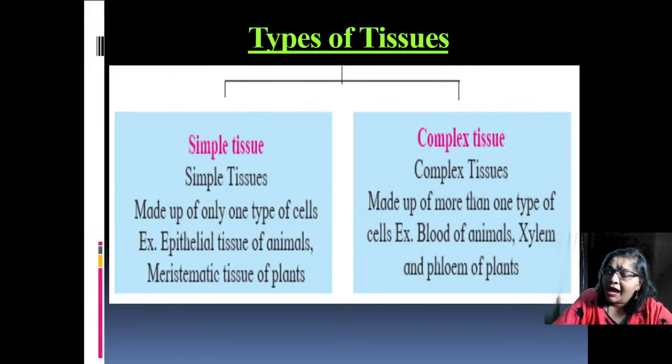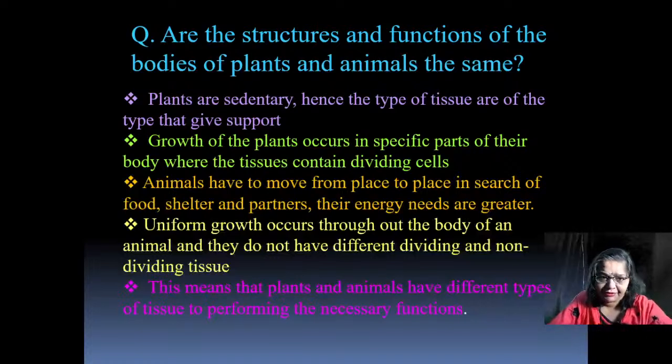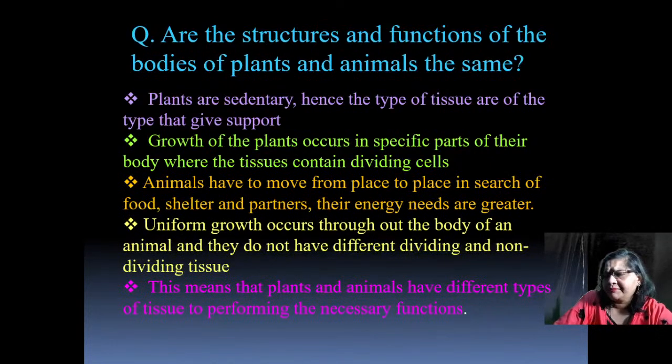The same way, the conducting tissues, which are the xylem and the phloem tissues of plants, we are going to learn further about them. These are all complex tissues. Xylem is the water conducting tissue and the phloem is the food conducting tissue in plants. Are the structures and functions of bodies of plants and animals the same then? Well, let us see the difference first.